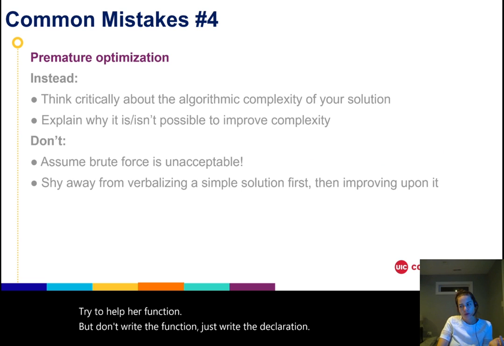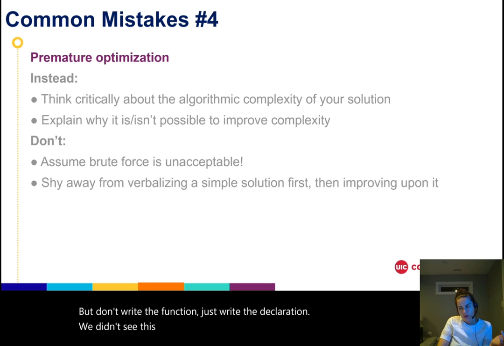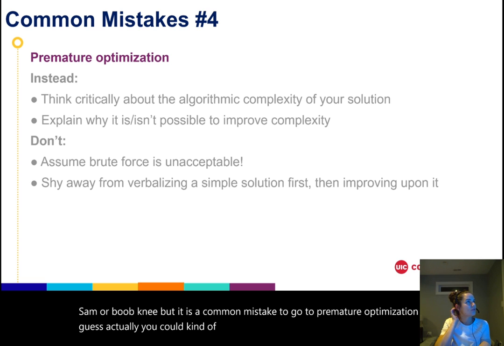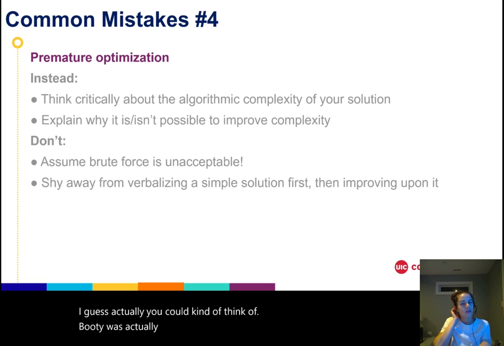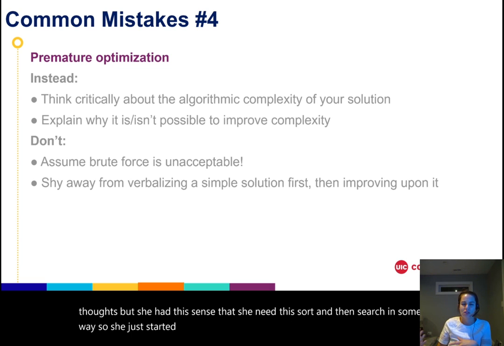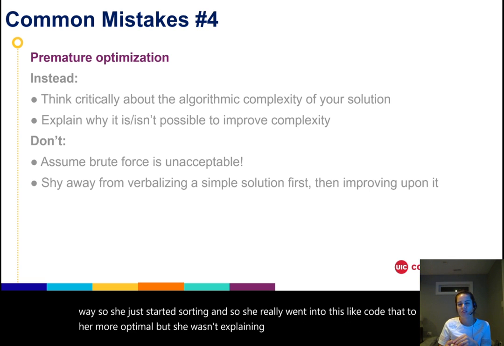We didn't see this with either Sam or Buvni, but it is a common mistake to go to premature optimization. I guess actually you could kind of think of Buvni was doing this a little bit. She wasn't really talking out her thoughts, but she had this sense that she needed to sort and then search in some way. So she just started sorting. And so she really went into this code that was to her more optimal, but she wasn't explaining anything about it, and then she kind of got stuck.